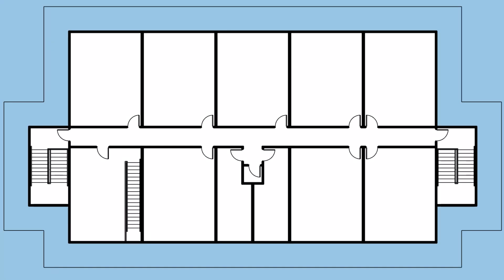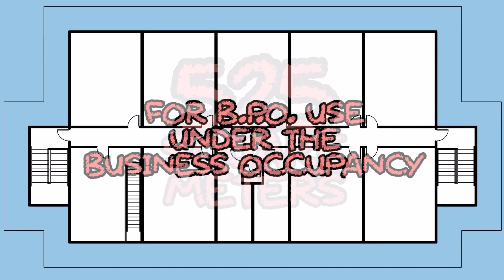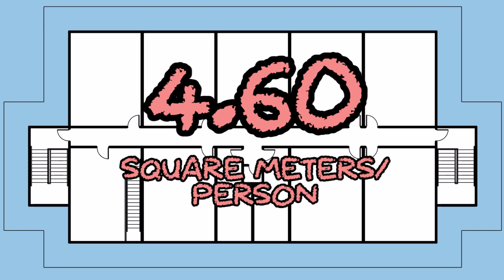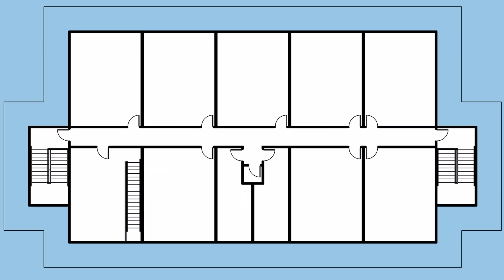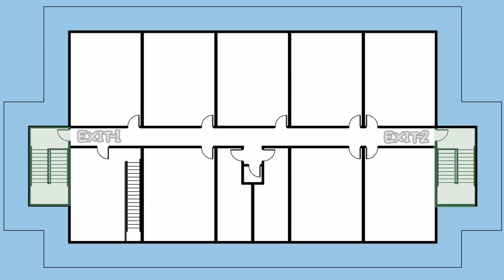In this example, let's say this floor level has a total gross floor area of 525 square meters and is used for BPO classification of business occupancy. We shall therefore use the occupant load factor of 4.6 square meters per person of gross floor area as per the FAR code. The computed occupant load for this floor is 114.13 or 115 persons, which therefore requires 2 exits, and each exit is to accommodate at least 58 persons each.